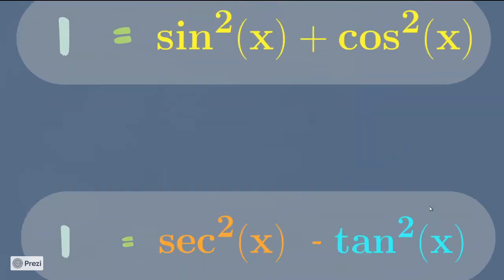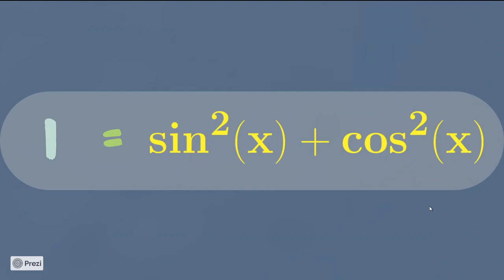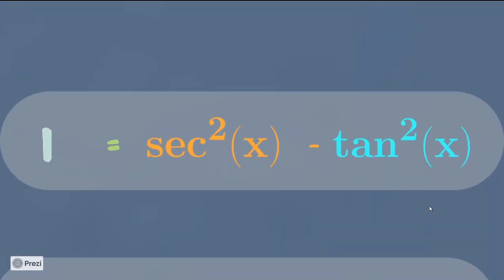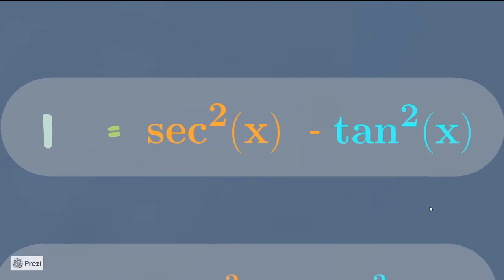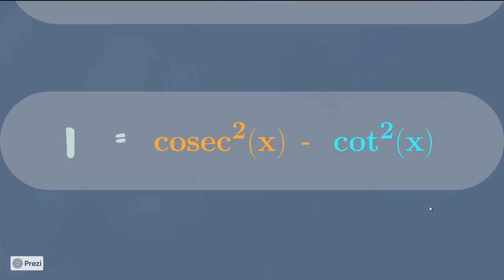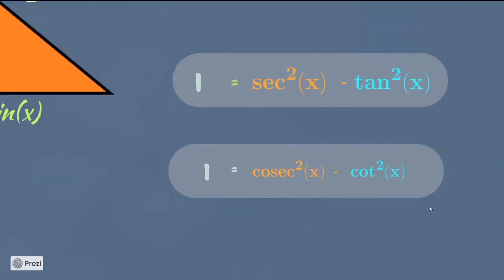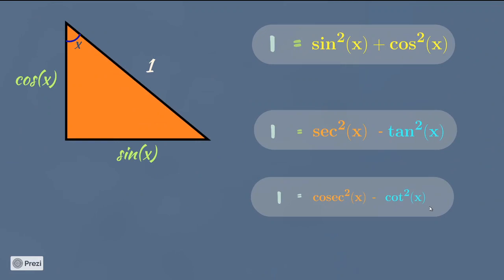So sine square x plus cos square x is equal to 1. Sec square x minus tan square x is equal to 1. Cosec square x minus cot square x is equal to 1. So these three are the identities that you need to study.